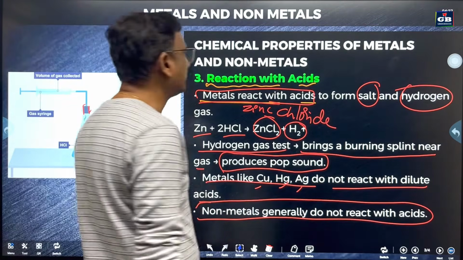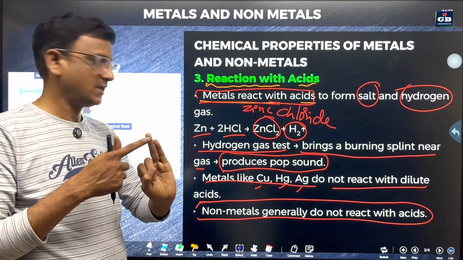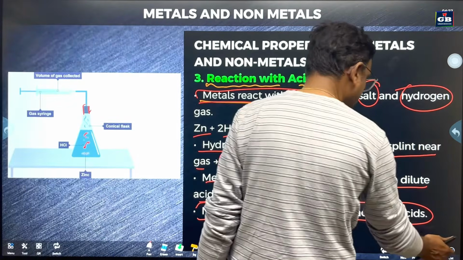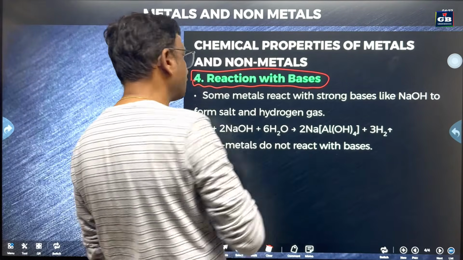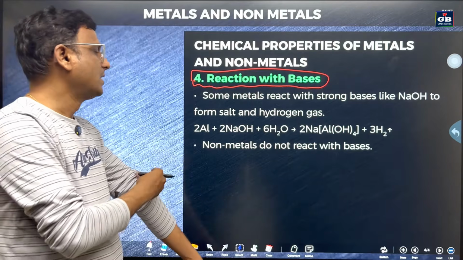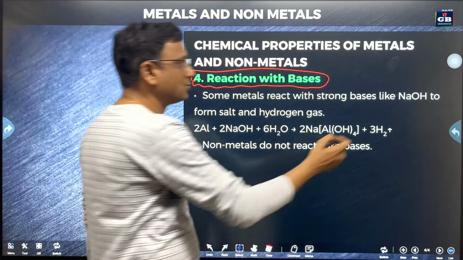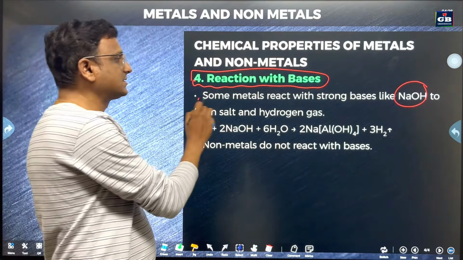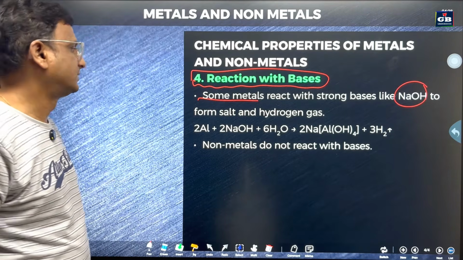So this is all about the reaction with acids. We have seen reaction with oxygen, reaction with water, now reaction with acids. Next we are going to see reaction with bases. This is the fourth one, reaction with bases. Some metals react with strong bases like sodium hydroxide.